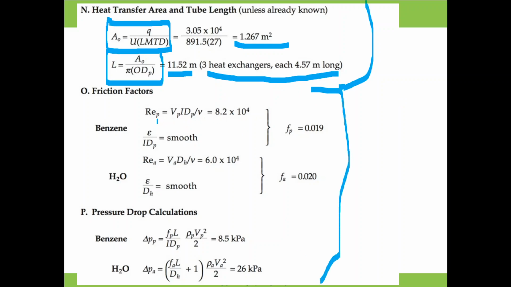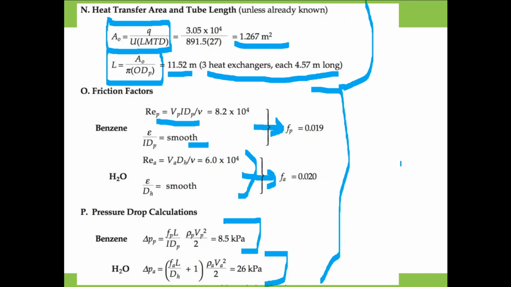So for the pressure drop we need to calculate the Reynolds number, and based on epsilon over ID and Reynolds number we can find the friction factor for both sides, the pipe side and the annulus side. Then we will use the pressure drop formula to find out the pressure drop in this case. So we have almost completed this problem.